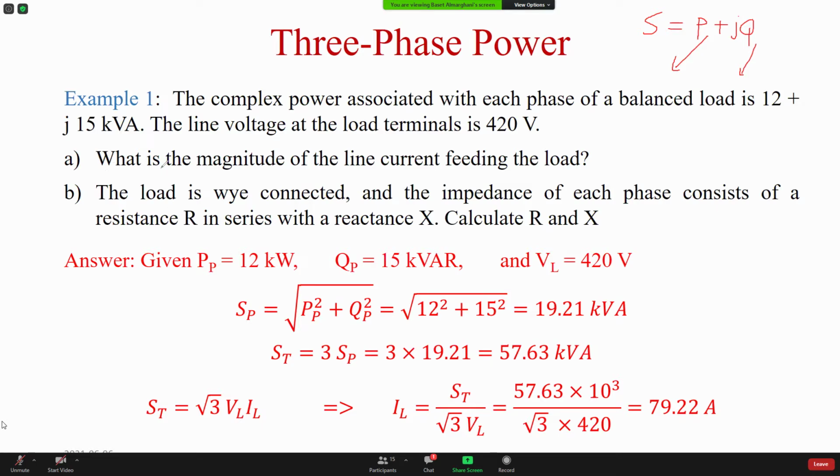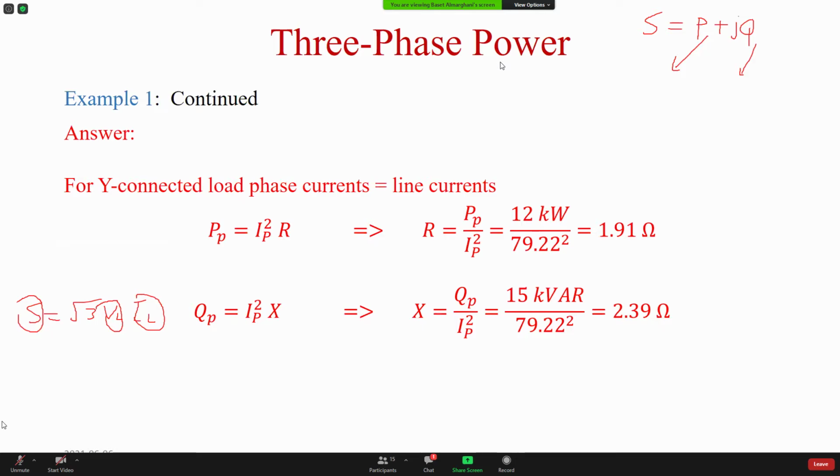First thing, it says, what is the magnitude of the line current? Okay. Now we can find S, the apparent power. And we know that S equals square root of 3 times V line times I line. So if I have S and I have V line given to me, I can find I line. And this is what we have here. Then it says the load is Y connected and the impedance of each phase consists of R and X. Find R and X.